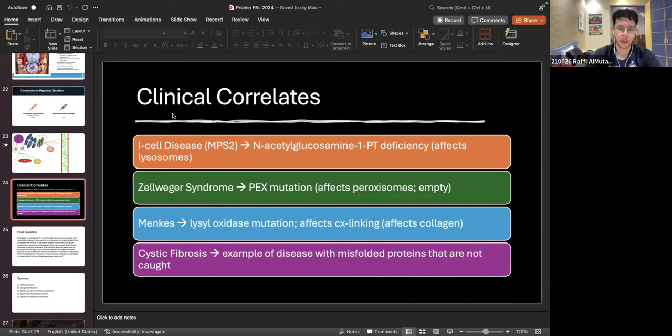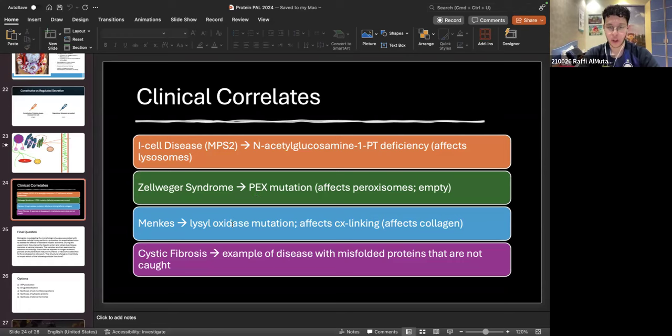Okay, here are the diseases. You have I-cell, Zellweger, Menkes, and cystic fibrosis, and each one's an example of something. I-cell is basically an N-acetylglucosamine-1-phosphotransferase deficiency. So it affects lysosomes. How? Because we can't make M6P, so they won't get their proteins. N-acetylglucosamine is what adds the phosphate to mannose to make M6P, and M6P binds proteins in the Golgi in order to allow them to go to the lysosomes. So this is a disease where that doesn't happen. Zellweger, mutation in PEX. Basically, the proteins will not enter the peroxisome.